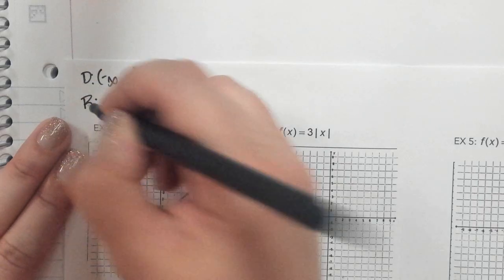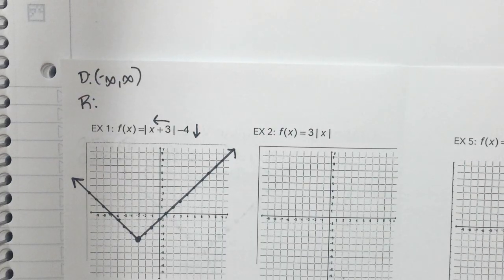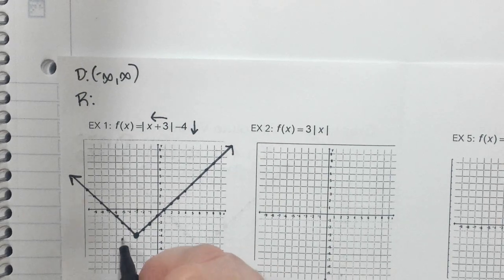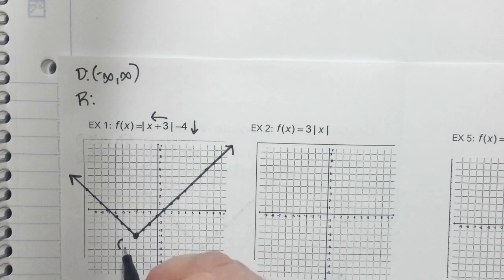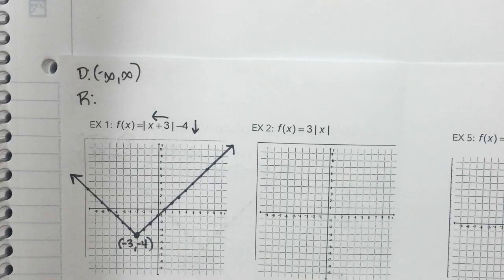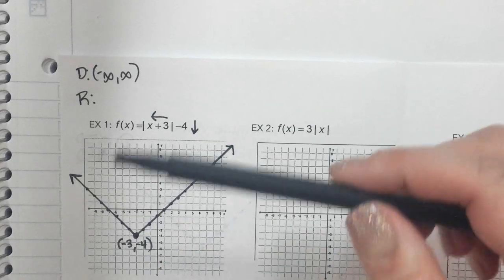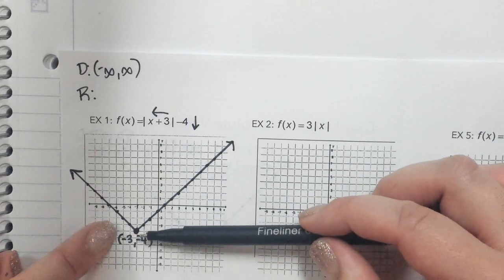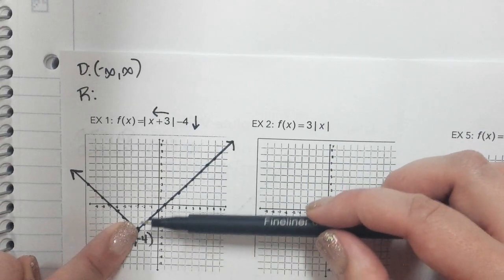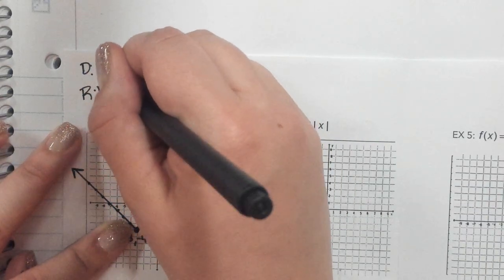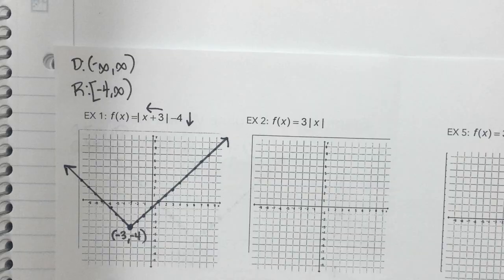However, your range is going to change depending on where your vertex is, right? So it might be helpful to label your vertex when you're first starting to do this. This vertex is -3, -4. So the range, the very bottom is -4, and it's going up to infinity, right? So our range would be bracket -4 to infinity.